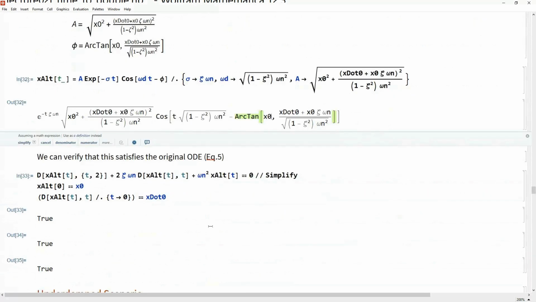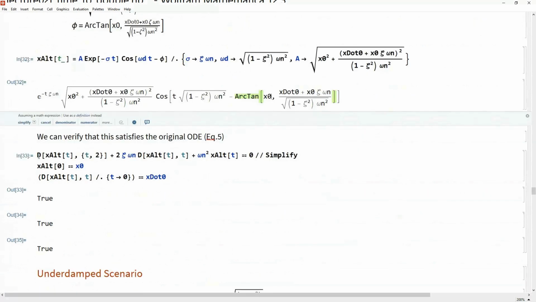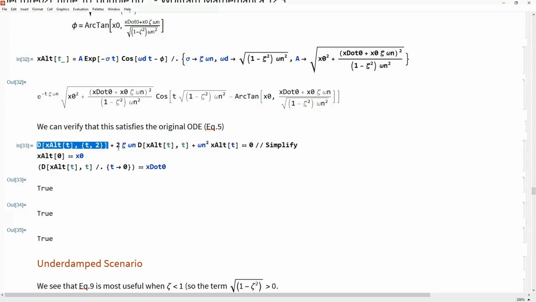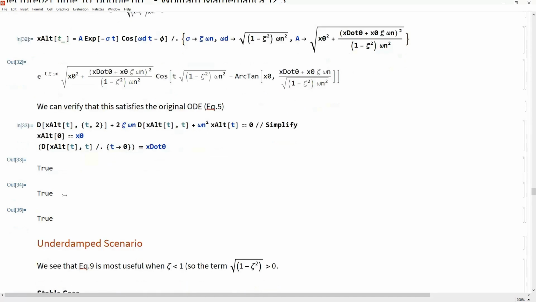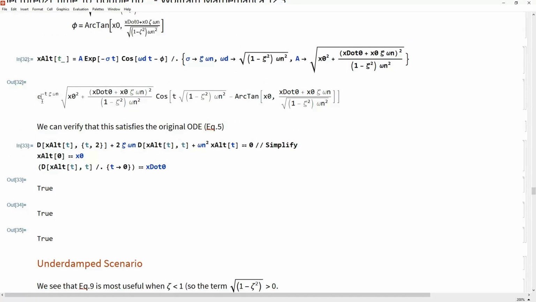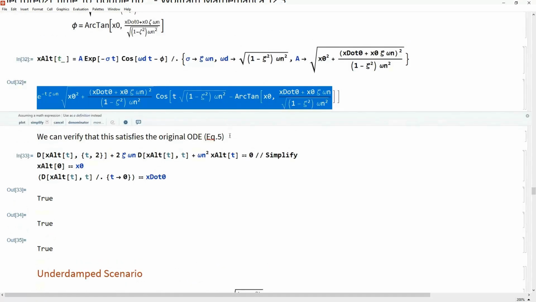So let's go ahead and check that. I want to take its derivative twice, add it to 2 times zeta times omega n times its derivative once, plus omega n squared times itself. That better equal 0 at the end of the day. And I've got to make sure we satisfy the initial conditions. So the function at time 0 better equal x0, and the derivative of the function at time equals 0 better equal x dot 0. And you can see when you run this, it actually is true. So lo and behold, this is the correct function that satisfies it.